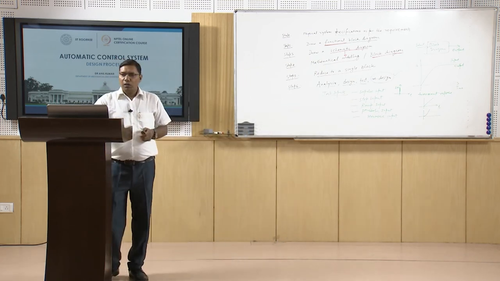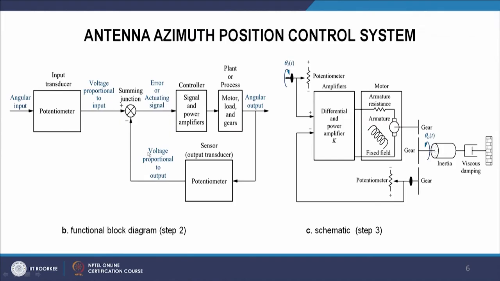Now, the step two is functional block diagram. Now you can see here we have made the functional block diagram. We have made the component and their function. So here is angular input that we are giving to potentiometer, and there is some transducer that converts this angular input to a voltage proportional to the input. Then there should be some junction that is getting the error or actuating signal. This signal is going to controller, that is signal and power amplifier.